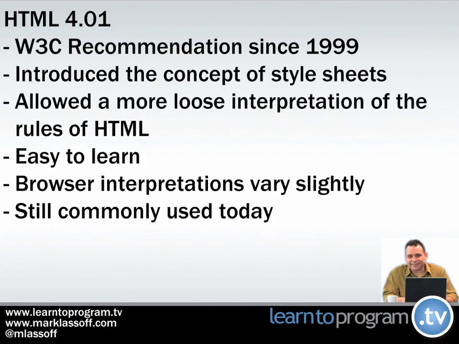We're going to be looking at several versions of HTML during this course. The first version is HTML 4.01, or what I frequently call classic HTML. This HTML version became a W3C recommendation in 1999. The W3C is the World Wide Web Consortium. They're the people who control the standards for HTML. It introduced the concepts of style sheets. That's where we first started using CSS, was in this version. It allowed a more loose interpretation of the rules of HTML, where your HTML didn't actually necessarily have to be constructed perfectly in order to get the right result.